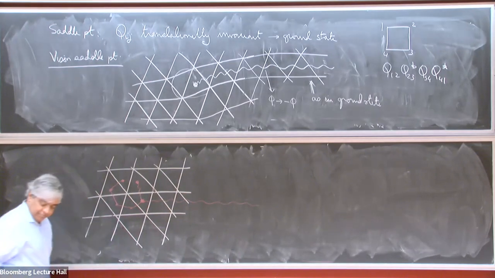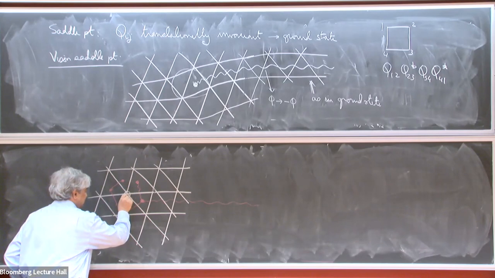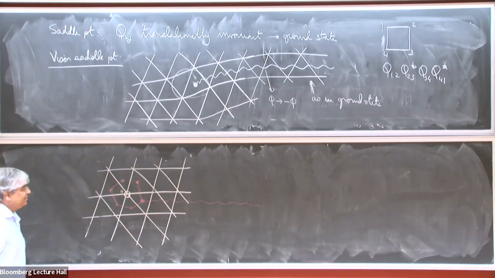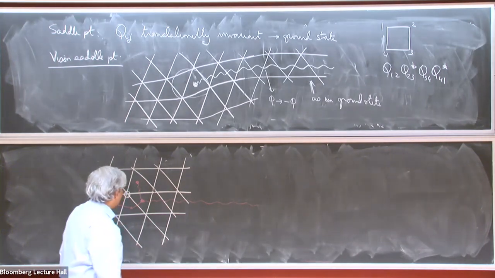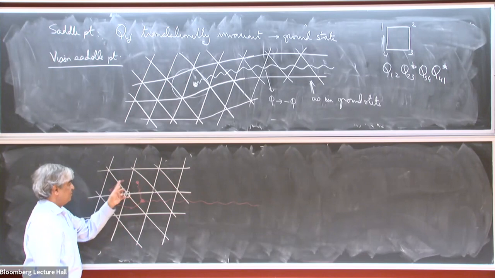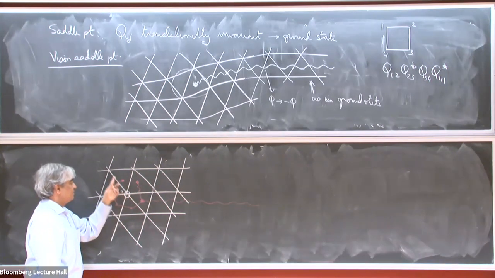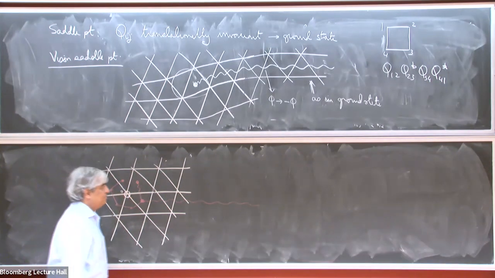So I want to pick out a special site here. Let's call it the site zero. This is the site zero, and there's a boson sitting there, okay? So what I want to do is a gauge transformation so that these branch cuts disappear. So I have to flip Q to minus Q on every one of these bonds. Okay, now that's easy to do.